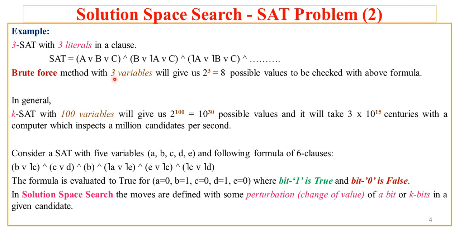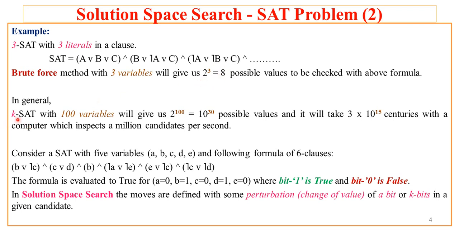Using the brute force method with 3 variables, we'll have 2 raised to power 3, that is 8, possible values to be checked with the formula. So for this 3-SAT formula with 3 different variables, A, B, C will take values like, for example, A is 0, B is 0, C is also 0. That is, all the values of variables A, B, C are false. The formula will be evaluated with respect to this, and checked whether it evaluates to true or not. And how much time will it take? Maybe it will take very little time.